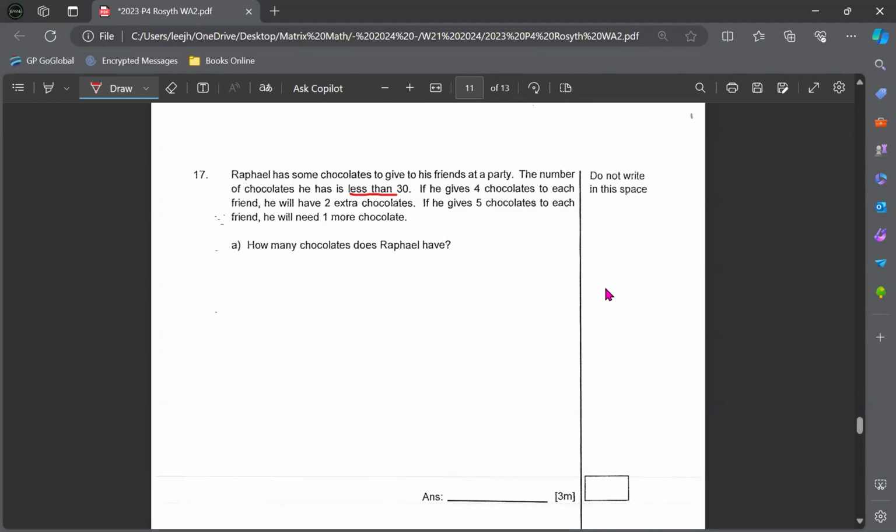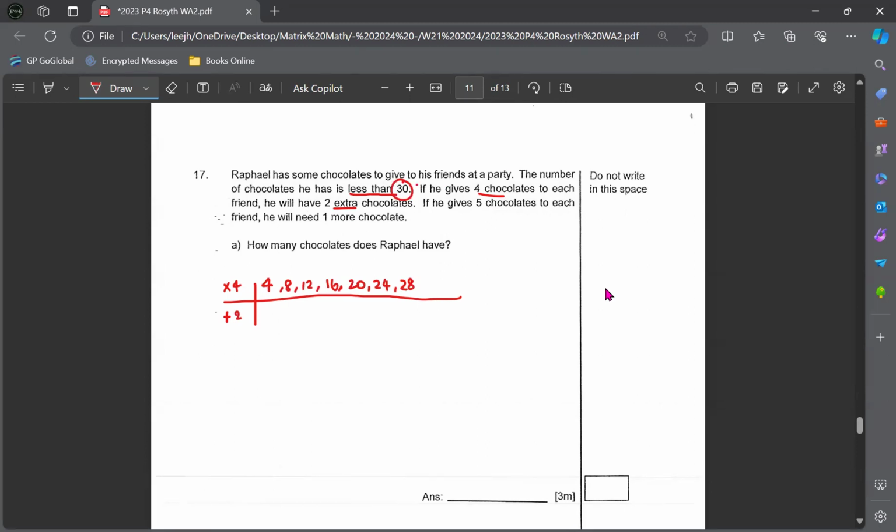So let's do scenario 1. Give 4, 2 extra. So times 4, 2 extra is remainder 2. So you find the multiples of 4 first, less than 30, yeah? So 4, 8, 12, 16, 20, 24, and 28. Cannot go to 32 because it must be less than 30.